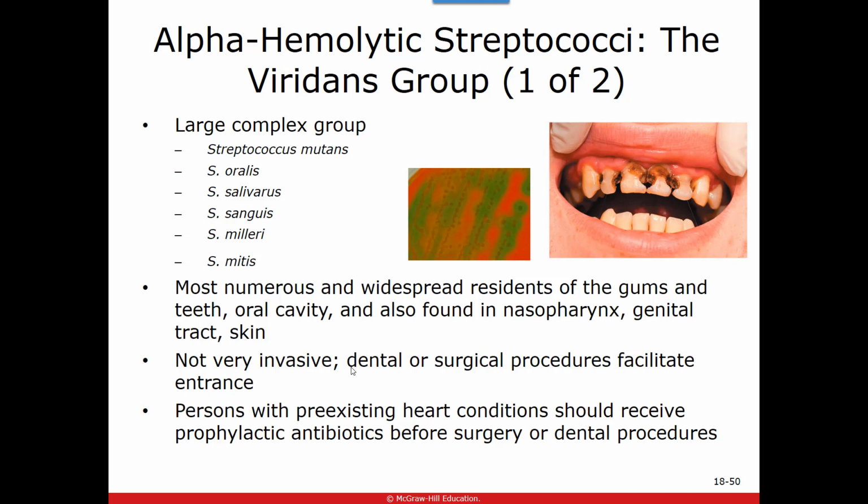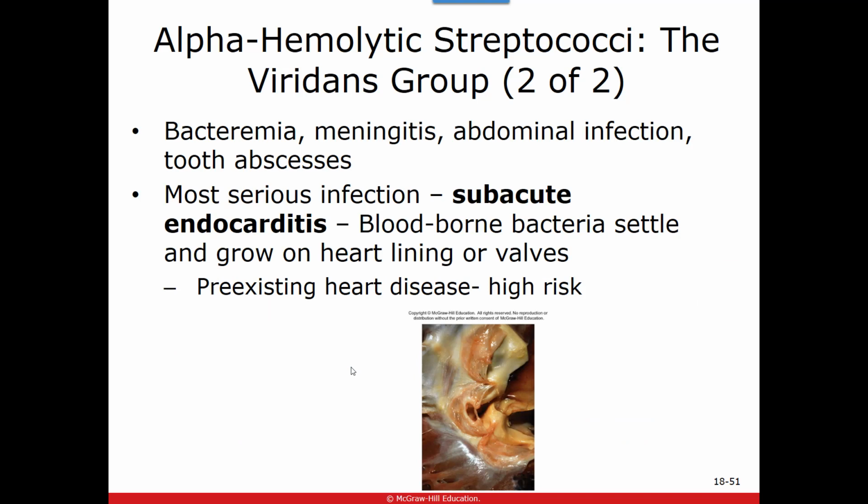Again, generally those that have pre-existing diseases or are immunocompromised are going to suffer the worst, because it can get into the bloodstream and cause bacteremia. It can cause meningitis. It can cause abdominal infections. It can cause tooth abscesses, but some of them can cause endocarditis as well. Again, normally the biggest group that's going to suffer those more severe side effects are the immunocompromised patients.